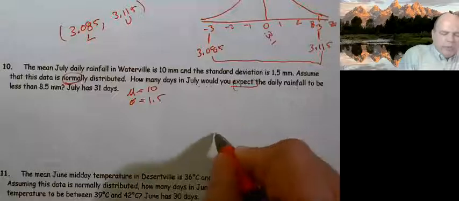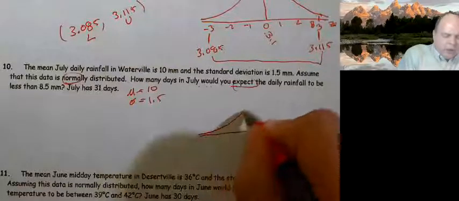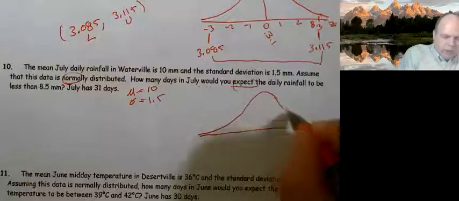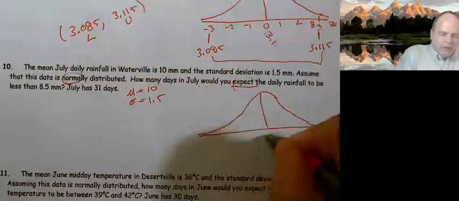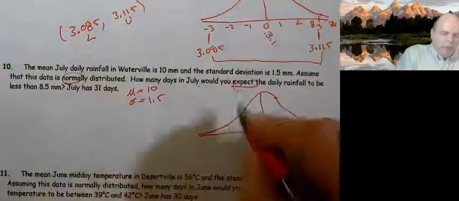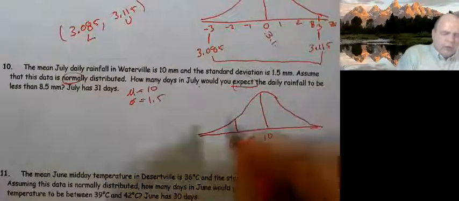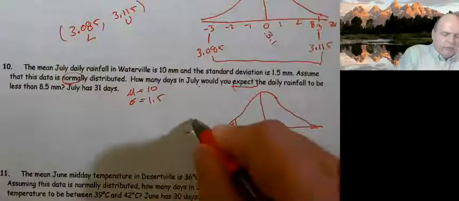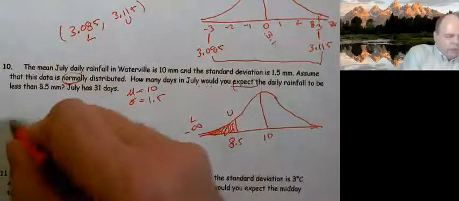So this is a complicated problem. It really is. That said, I know you can do it, or follow along, and this will make total sense, I think. So first off, our mean here is at 10, and we have 8.5, and they want less. So we're going to shade this way, which is to negative infinity. This is my lower, this is my upper. So let's go ahead and calculate this.